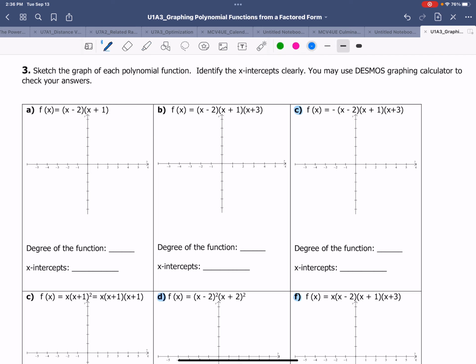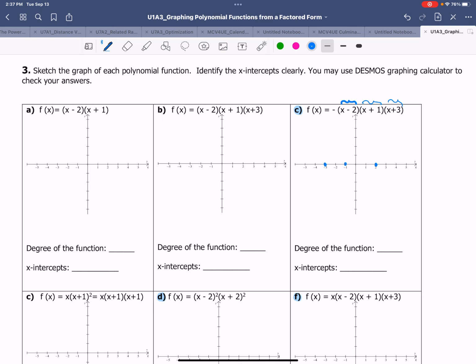So here we have the factored form of a polynomial function. As you can see here, we have 1, 2, and then 3 factors. Based on the factors, we'll derive the x-intercepts. So for x minus 2, we'll have the x-intercept at positive 2. X plus 1, the x-intercept must be at negative 1. And x plus 3 will have the x-intercept at negative 3.